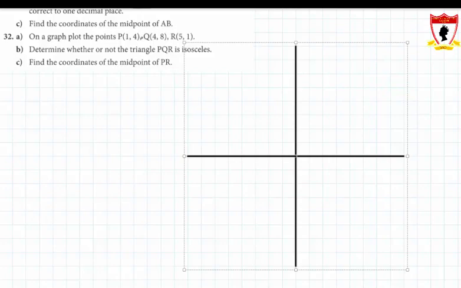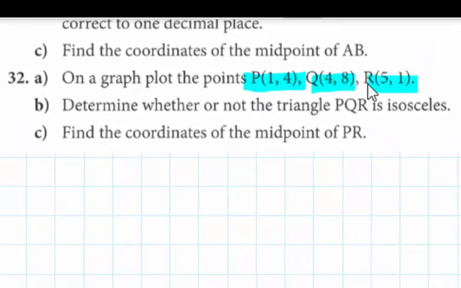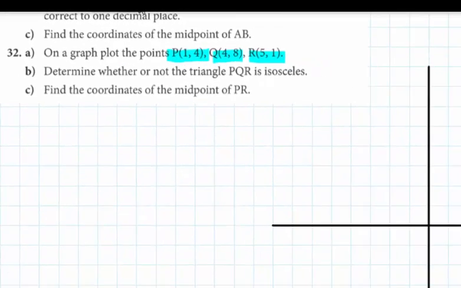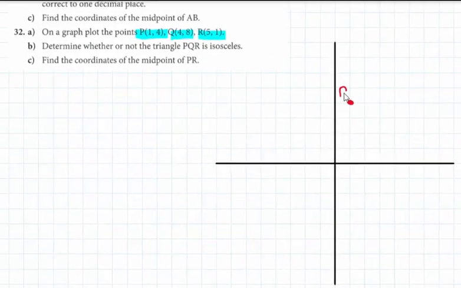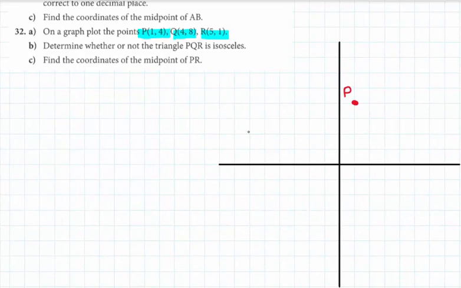Firstly, we have to plot these points. Here is the first one. Point P is 1, 4. 1 and 4, 1, 2, 3, 4. This is point P, 1, 4. Q is 4, 8. 1, 2, 3, 4 in X is here. 8 in Y is here. So this is Q. R is 5, 1. 1, 2, 3, 4, 5, 1. 5, 1 is right here, and this is point R.